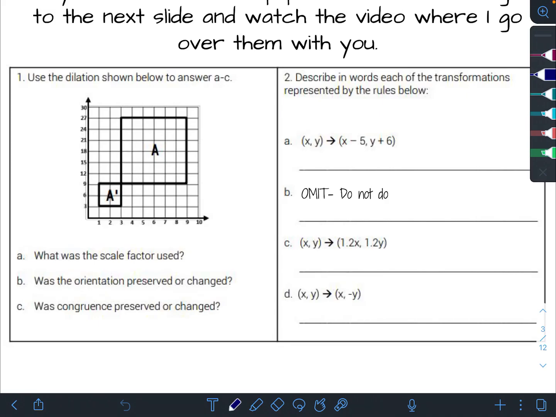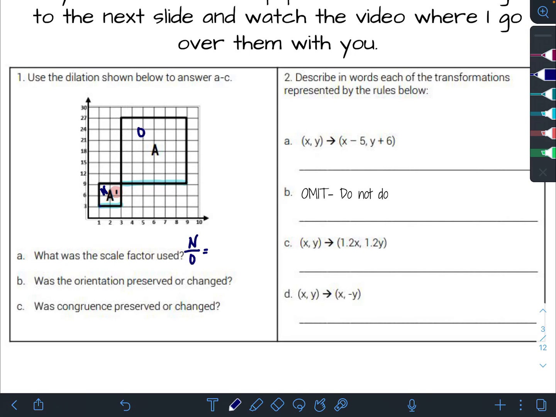We're going to look at dilations and transformations today. Whenever we're trying to find the scale factor that was used on a dilation, we always have to do our new one over our original one. To compare new over original, we can count our side lengths here, and we can always identify which one is our new one using this little prime mark right here.